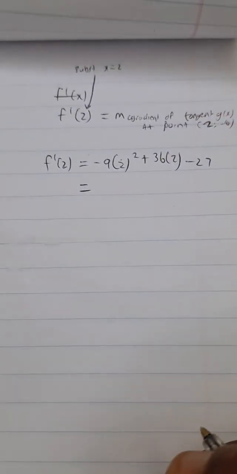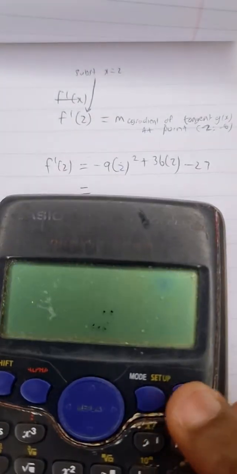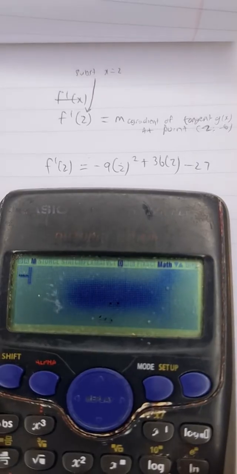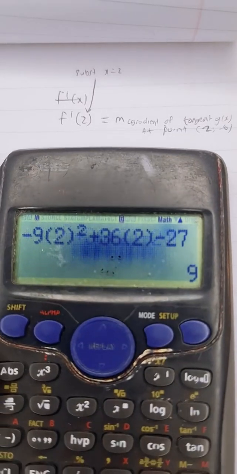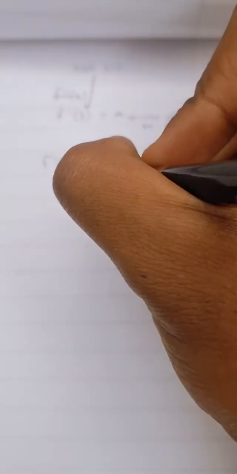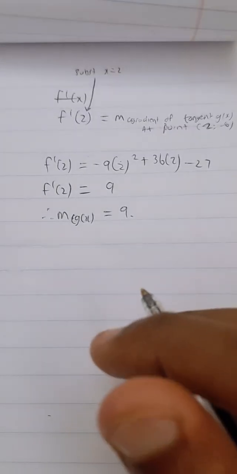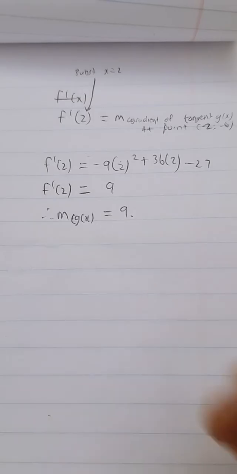So we are going to substitute and see what value we get. Once again, we grab our calculator. We simply say negative 9, brackets, 2, close, squared, plus 36, brackets, 2, close, minus 27, equals. We get 9. So f prime of 2 is equal to 9. Therefore, the gradient of g of x is equal to 9.